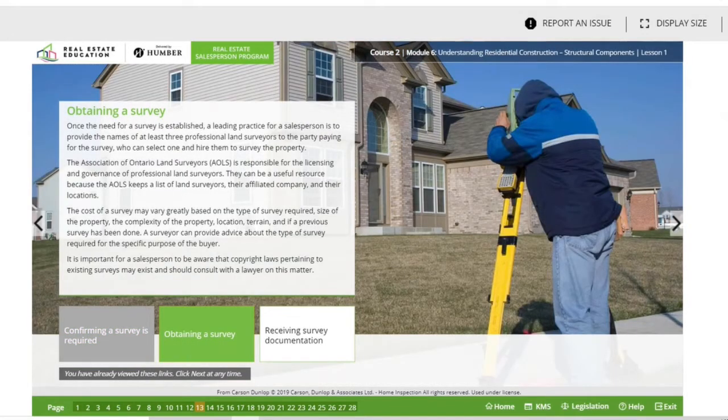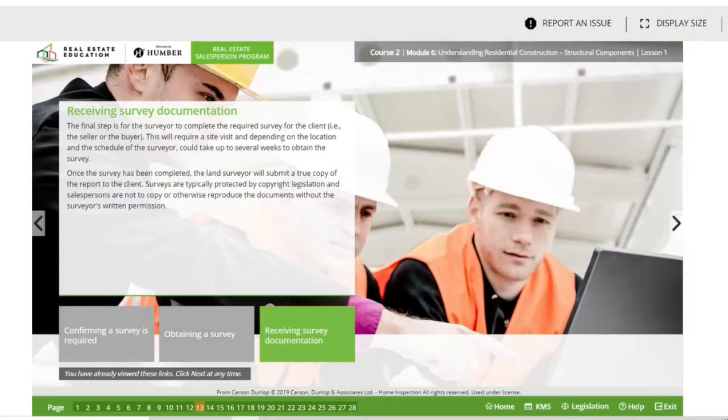Obtaining a survey. Once the need for a survey is established, a leading practice for a salesperson is to provide the names of at least 3 professional land surveyors to the party paying for the survey, who can select one and hire them to survey the property. Receiving the survey, the final step, is for the surveyor to complete the required survey for the client. This will require a site visit depending on the location and the schedule of the surveyor. This could take up to weeks.